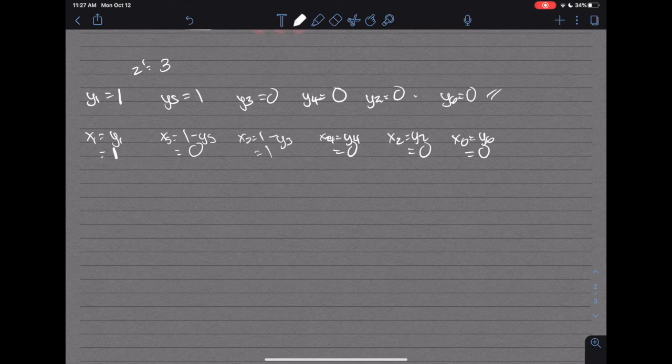Therefore, our final answer is x1 is equal to 1, x2 is equal to 0, x3 is equal to 1, x4 is equal to 0, x5 is equal to 0, and x6 is equal to 0.